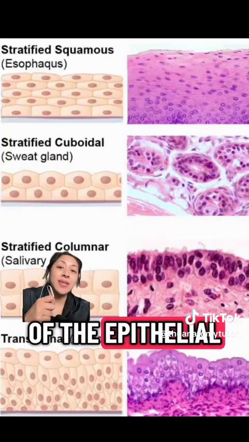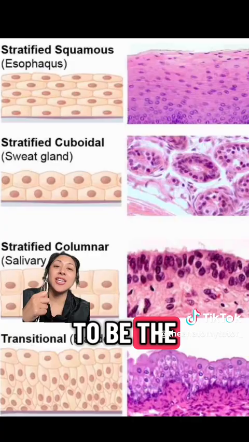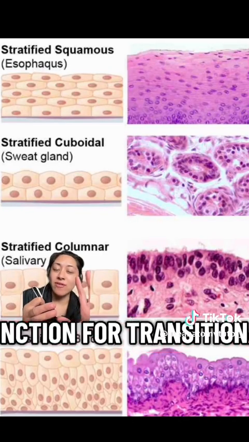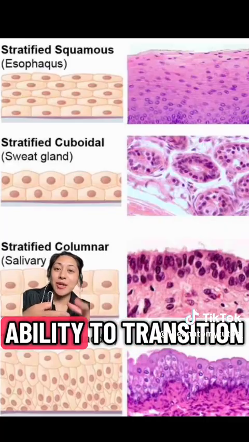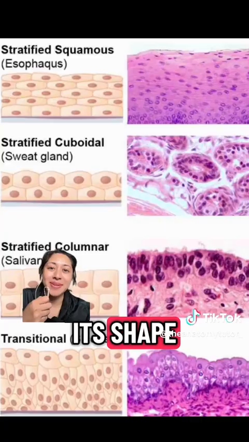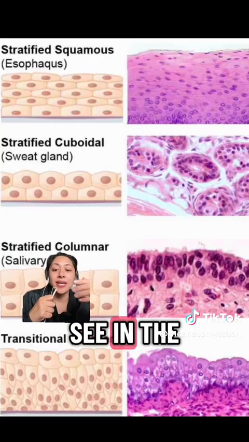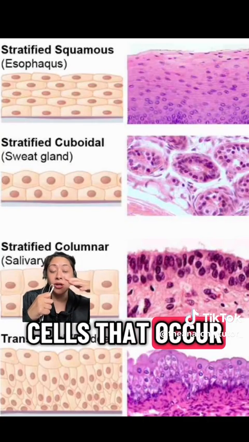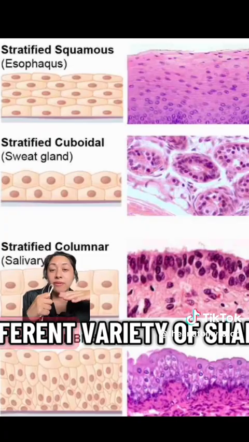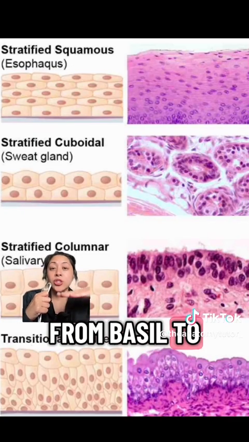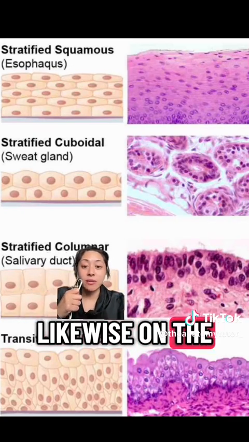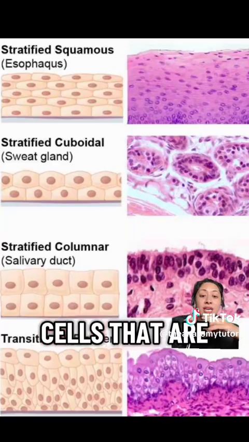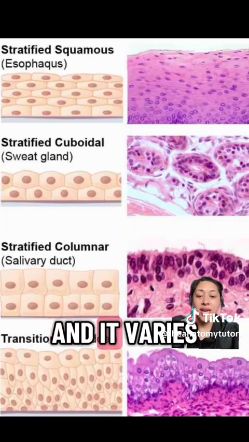So the last of the epithelial tissue is going to be the transitional epithelium, and the unique function for transitional is its ability to transition its shapes. As you can see in the picture below, the layers of cells are also showing a variety of shapes from basal to apical region. Likewise in the picture just below here, there are flatter looking cells going up to more plump cells, and it varies.